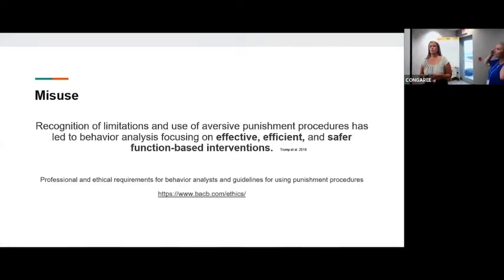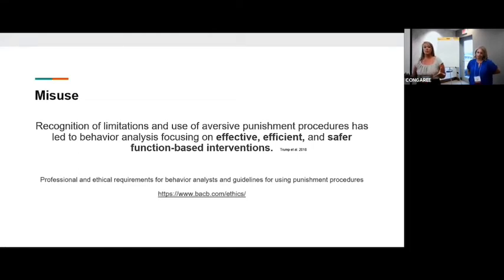So before we get into all of these strategies, we just wanted to address that, in a lot of different healthcare fields or teaching or anything, there is some misuse. So with anything, we really want to recognize the limitations and the use of aversive punishment procedures, and how that has maybe led to behavior analysis focusing on effective, efficient, safer, and function-based interventions. So there's bad dentists, there's poor teachers, there's poor doctors. Not everyone's going to be perfect.